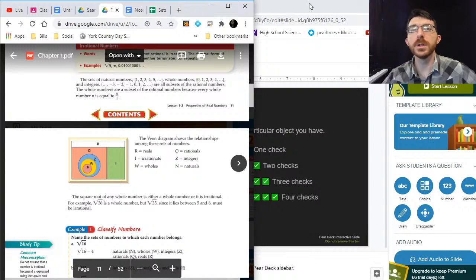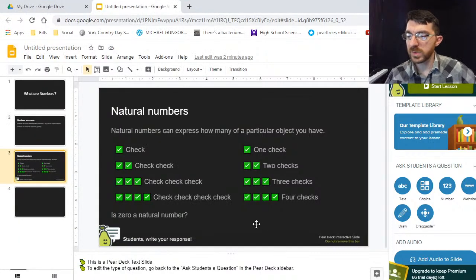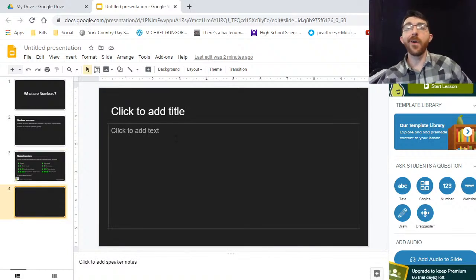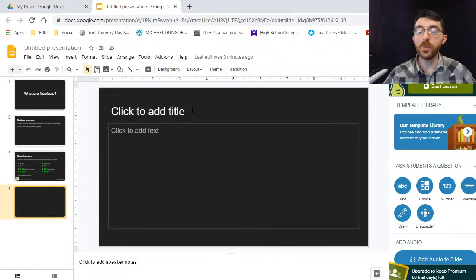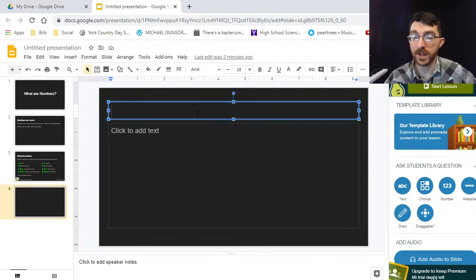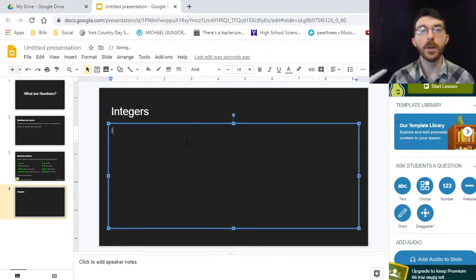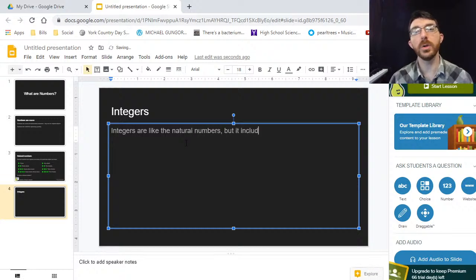Integers. All right. So the difference between an integer and a whole number is that the integers contain the negatives. You can't have a negative number of an object. So, integers. Integers are like the natural numbers, but it includes the negatives.